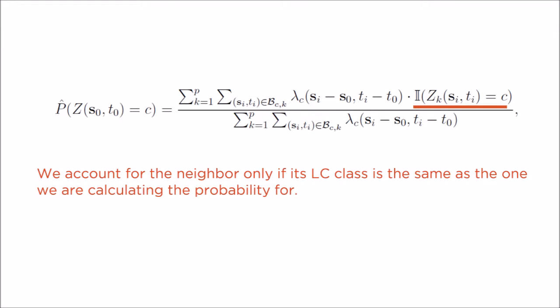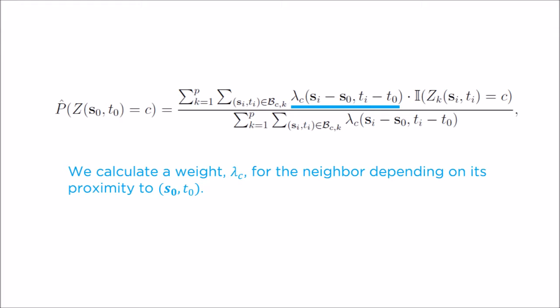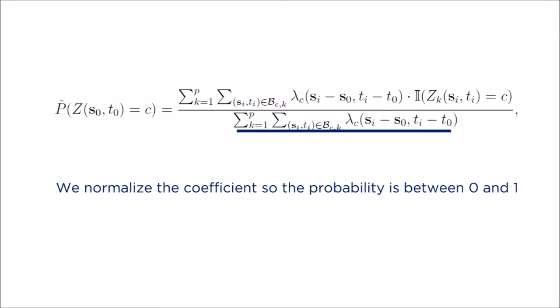From those pixels, we only take into account the ones that have the same land cover category as the one that we are calculating the probability for. And finally, we weigh those pixels depending on their spatial and temporal proximity. We scale the whole thing with the underlying dark blue part such that the probability is between 0 and 1 and the sum of all the probabilities adds up to 1.